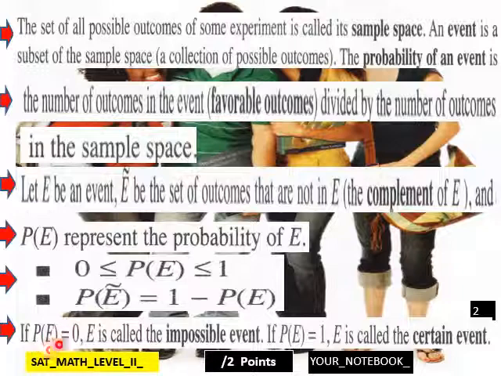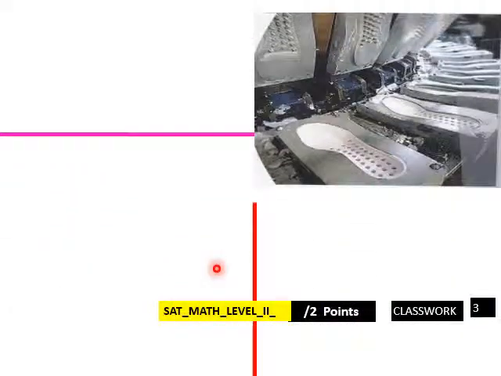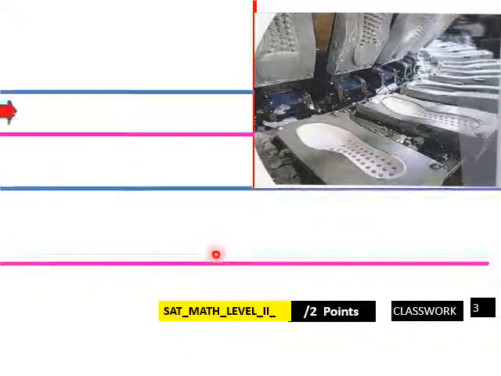If the probability of E equals 0, E is called the impossible event. If the probability of E equals 1, E is called the certain event. So there's certainty, and then there's no way E would happen.